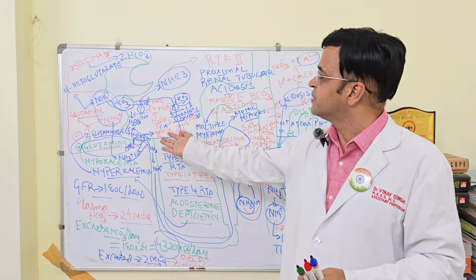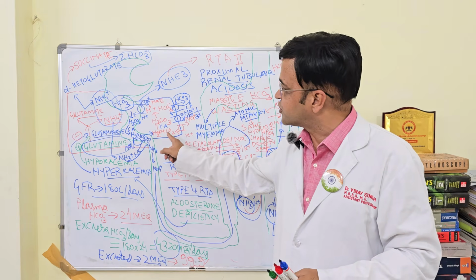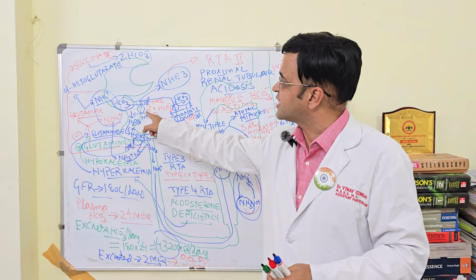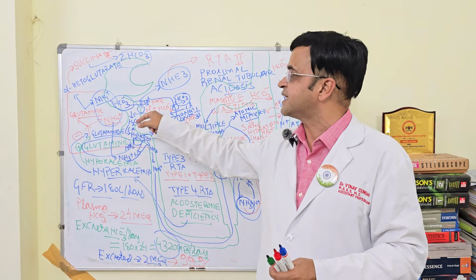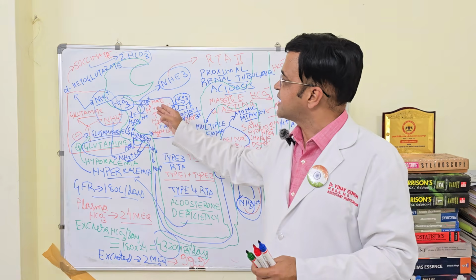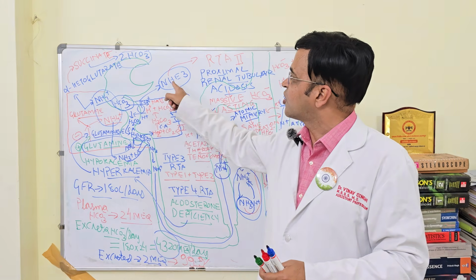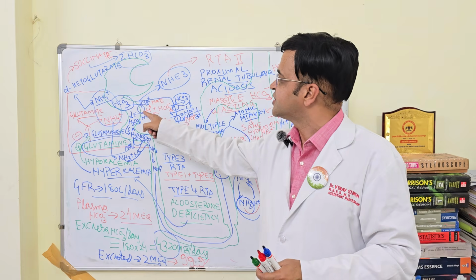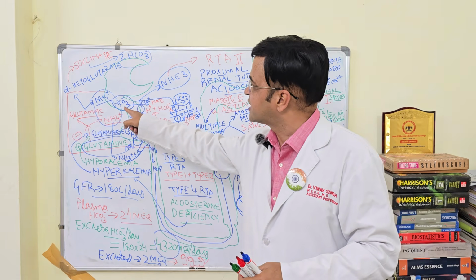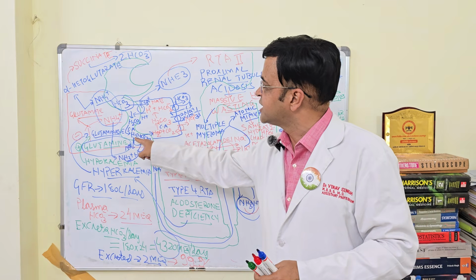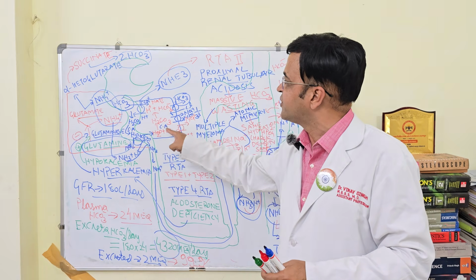How is it reabsorbed? Our CO2 and water combine to form H2CO3, which further forms H plus and HCO3 minus, right? Now this H plus will be excreted out through the sodium hydrogen exchanger called NHE3, right? This H plus will combine with our bicarbonate to form H2CO3, which will further break down into H2O and CO2, which will be reabsorbed.